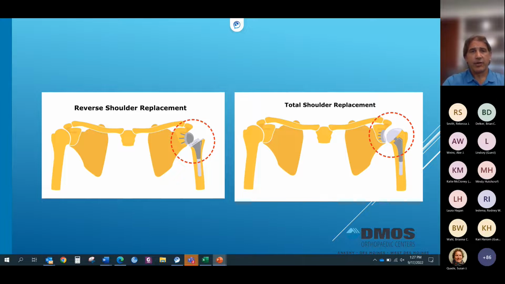This is just a schematic of a reverse and a regular total shoulder replacement. Also, the total shoulders are called in the literature anatomic shoulder replacement, compared to reverse shoulder replacement. So they're both really called totals, but you can hear them talked about as that.